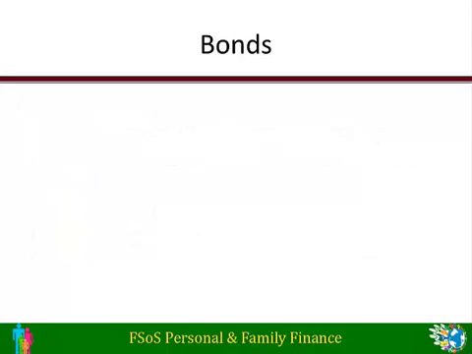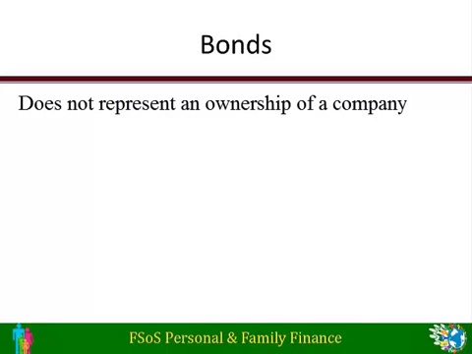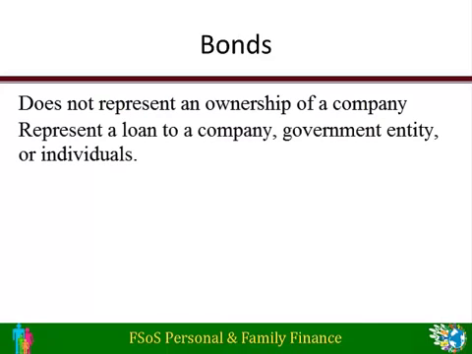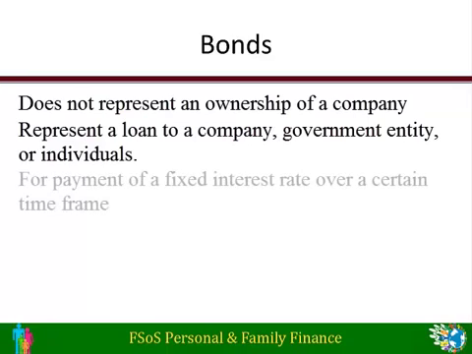So, if stocks represent an ownership of a company, then a bond differs from stock in the sense that it does not represent ownership of a company, but a loan to a company, government entity, or individuals. Yes, individuals could issue bonds if they choose. When an individual invests in a bond, he or she is lending the bond issuer his or her money. In return, the bond issuer agrees to pay that individual a fixed interest rate for the use of their money.